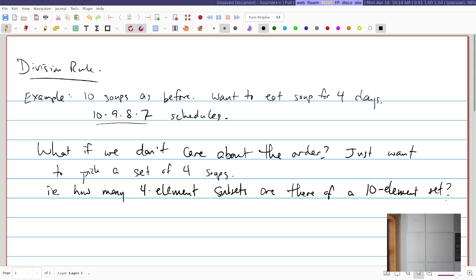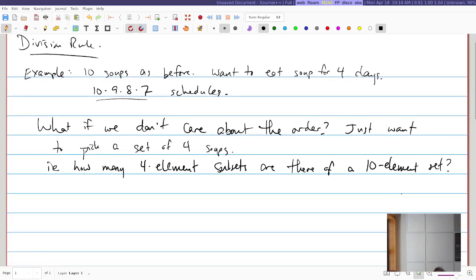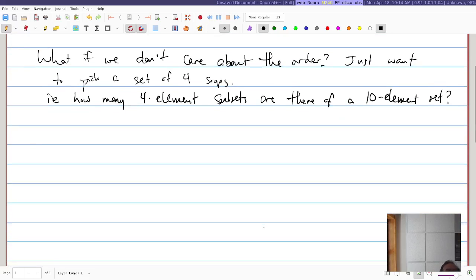And we're going to come back to this. We're going to be able to answer this in a little bit. But first I want to explain what the division rule is, and then we'll look at a simpler example or 2, and then we'll come back to this one. So here is the division rule.